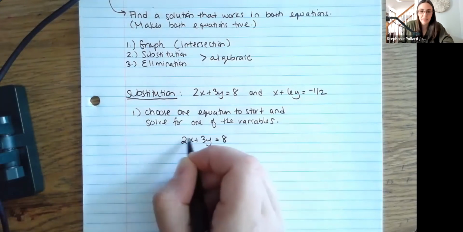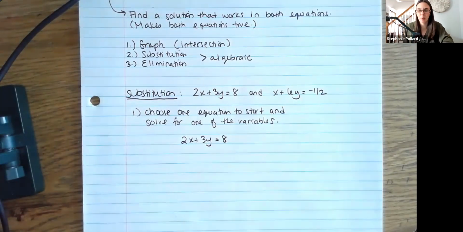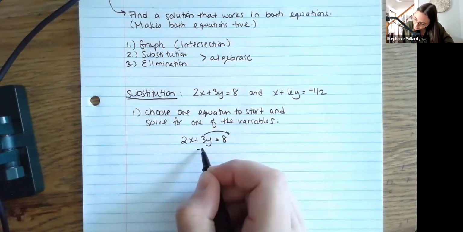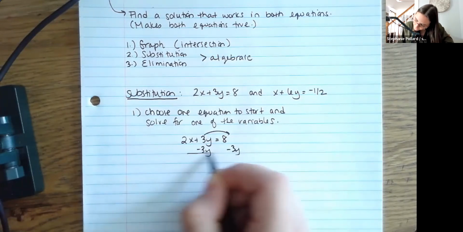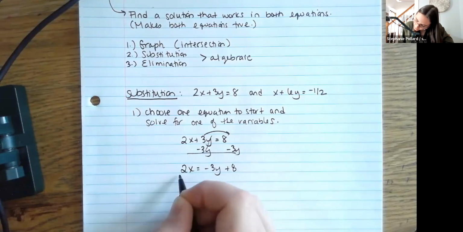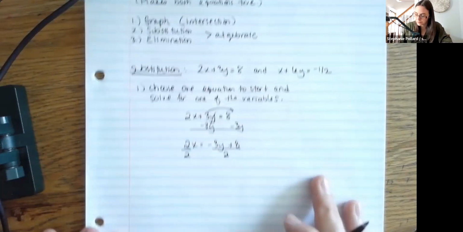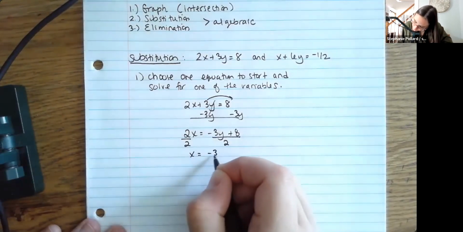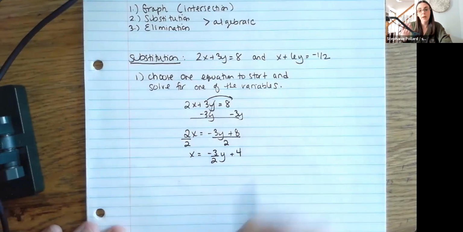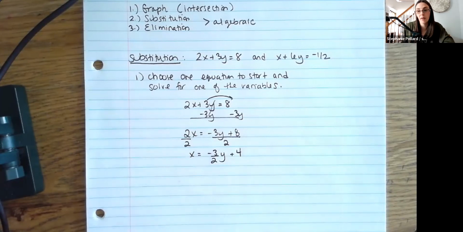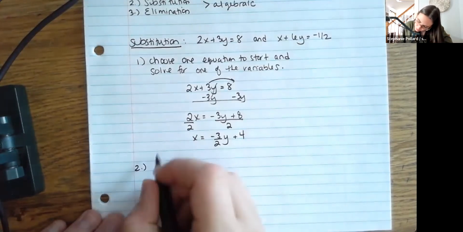And I'm going to solve for x because I kind of don't mind dividing by 2. I don't really want to have a denominator of 3. So I'm going to divide by 2. So I'm going to start by bringing my 3y to the other side. And then I'm going to go ahead and divide everything by 2. Now, when I divide by 2, remember you're dividing both parts. So it's -3/2 y, and then plus 8 divided by 2 is 4. So once you have that, you're going to substitute.